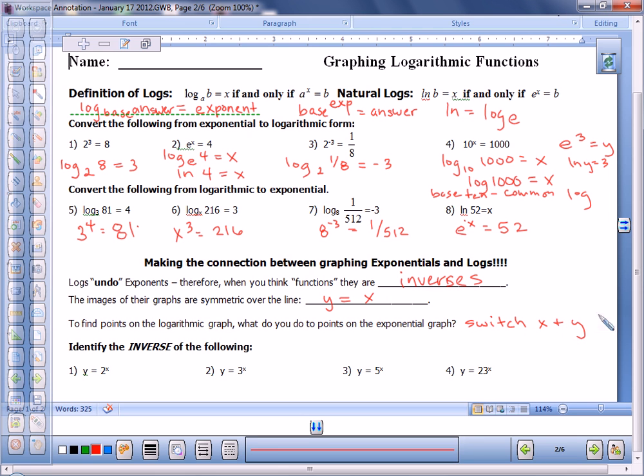Okay, so now let's say we have this exponential function, y equals 2 to the x. So how would we find the inverse of that function? Switch the x and y. X equals 2 to the y. And now we need to solve for y, because when we find inverses, that's what we do. We switch our x and y, and we solve for y.